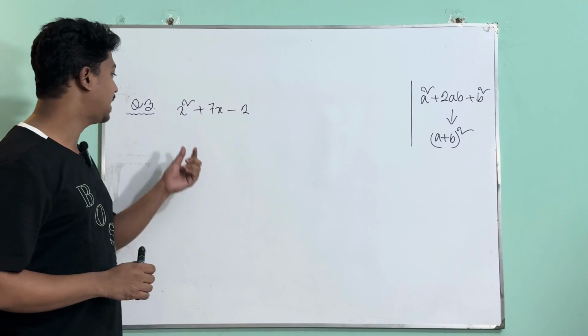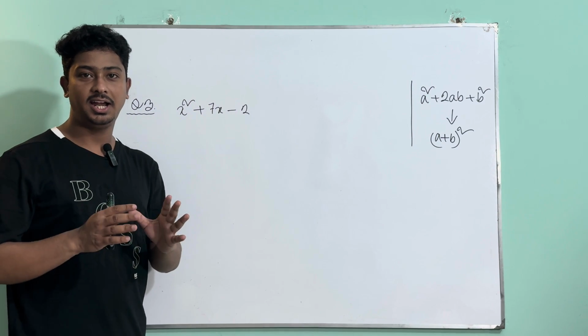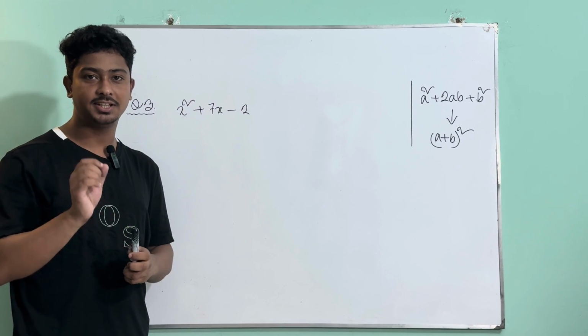In our third example, we have x squared plus 7x minus 2. It looks exactly the same, right? But there is a catch. Let's solve it.